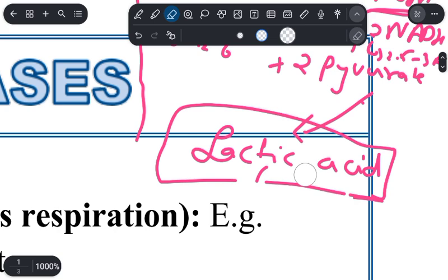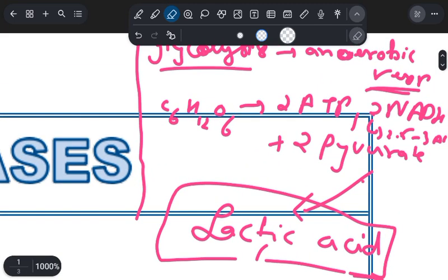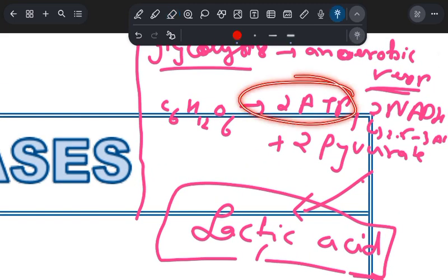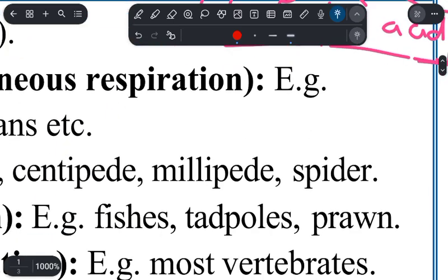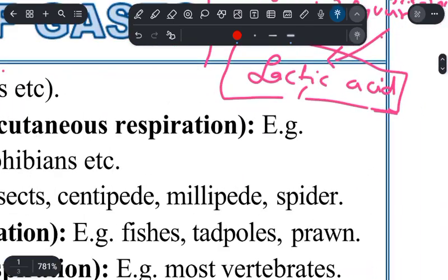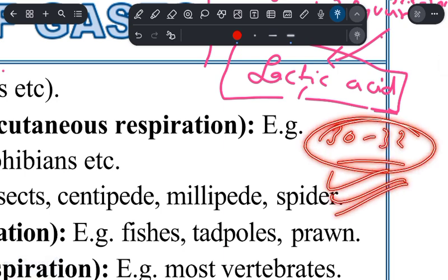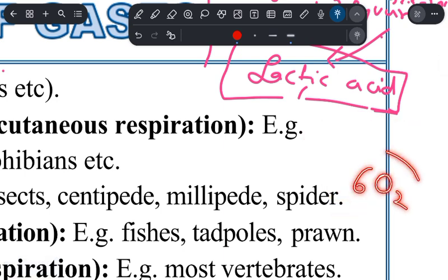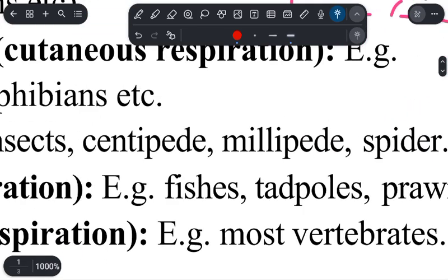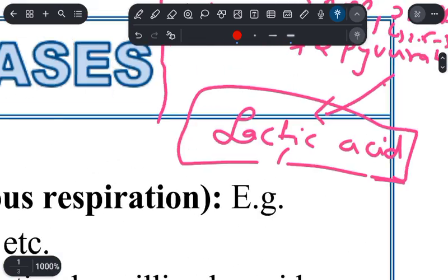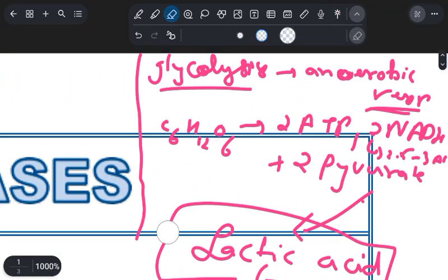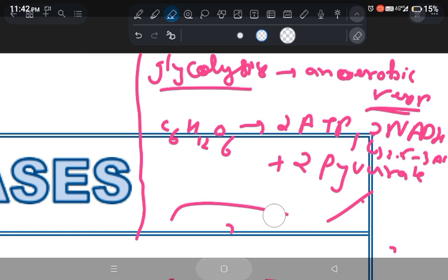So that was all. And still remember, in anaerobic conditions, 2 ATPs still form. Normally 30 to 32 ATPs form per glucose molecule, and 6 O2 molecules are required for the oxidation of one single molecule. Now we will revise the respiratory organs in other organisms.